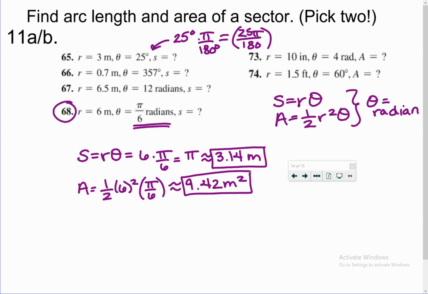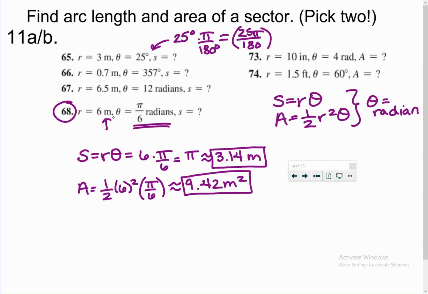Any questions on that? Is it show up like that? It will be in words, but it won't be a word problem. It'll say the radius of the circle is this, and the central angle is this. Find the arc length and the area of a sector. It was meters here because my radius was meters, but it could be feet or inches, whatever your unit is for the problem.